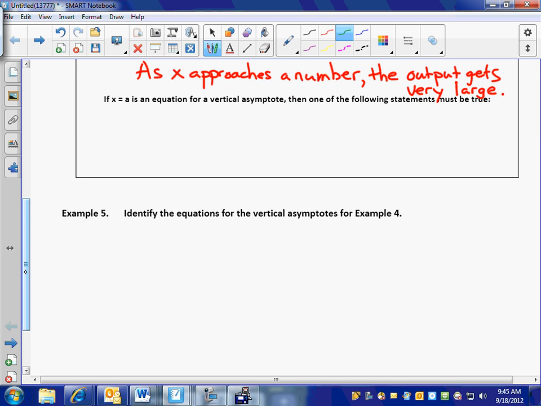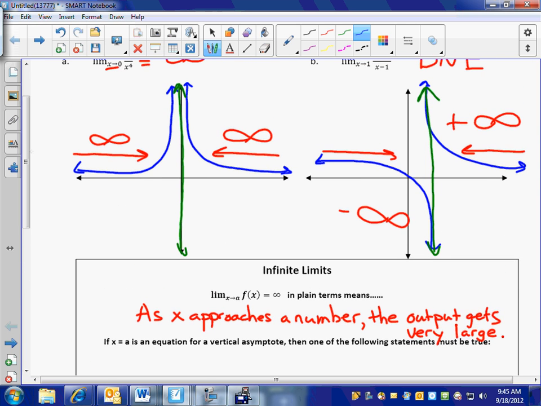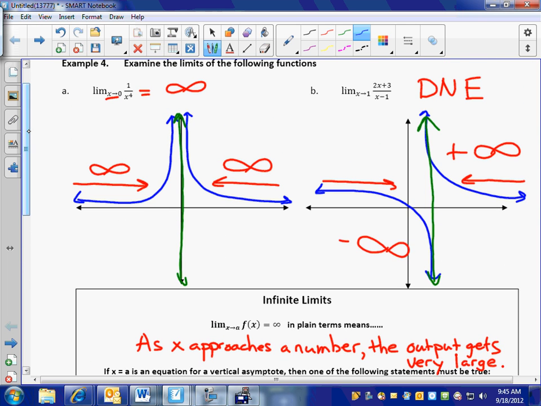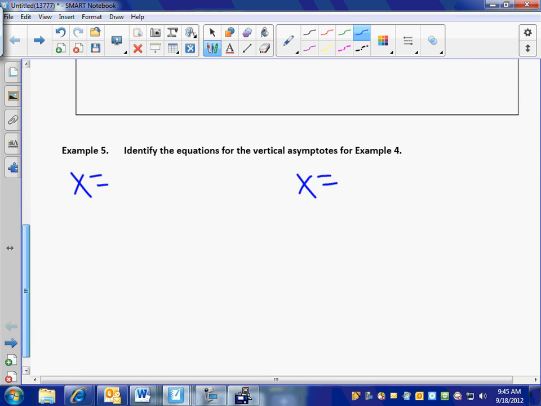Example 5 says identify the equations for vertical asymptotes in example 4. Vertical lines have equations that look like what? x equals. So we have an x equals and we have an x equals. Then I simply identify the value where the vertical asymptote exists. What will it be in problem A? 0. The reason is that 0 is where the denominator is undefined, or where the function is undefined, 0 in the denominator. So x equals 0 will be my vertical asymptote.